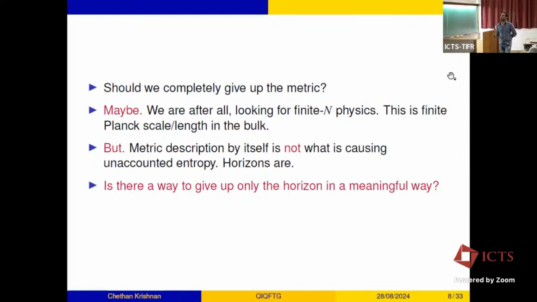But the metric description by itself is not what is causing unaccounted entropy and possibly the information paradox. So maybe it is reasonable that you can come up with some ingredients that are sufficiently well put together that they can be instructive about the UV. Yeah, sure.